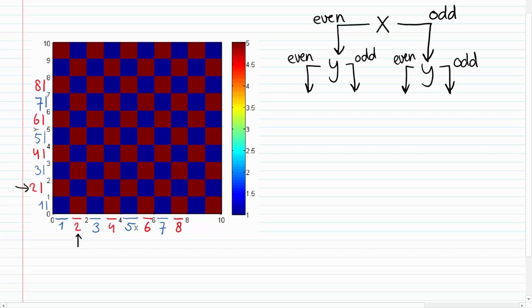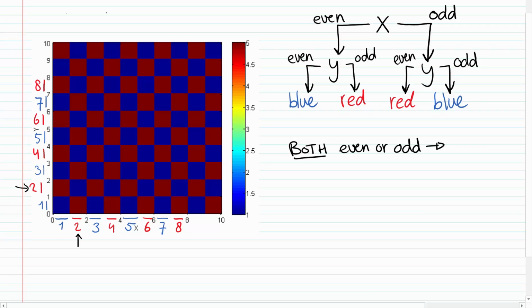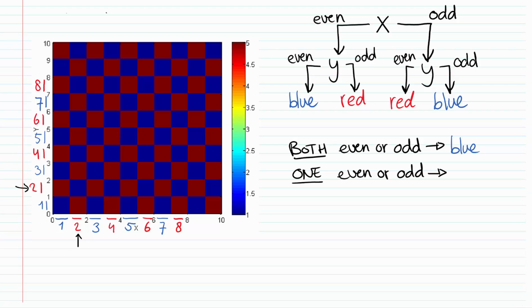When x is even and y is even, we get a blue square as a result. When x is even and y is odd, we get a red square as a result. When x is odd and y is even, we also get a red square as a result. And when x is odd and y is odd, we again get a blue square as a result. From this we can derive that when both x and y are even or both x and y are odd, we get a blue square. But when either x is even and y is odd or the other way around, we get a red square.